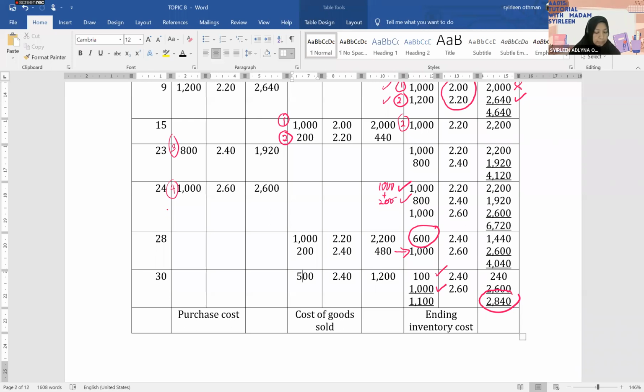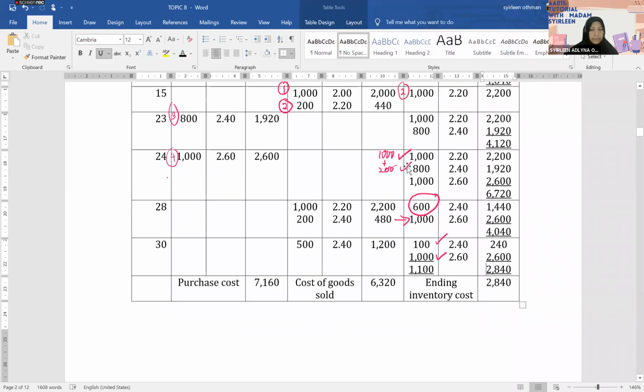Okay, kalau kamu tengok bila kita guna FIFO periodic and kita guna perpetual, your ending inventory will be the same. Tak ada masalah. Okay, cuma cara pengiraan dia berbeza lah. Alright, so purchase cost ialah 7,160, sama macam awak kira tadi di periodic. COGS is 6,320. So 2840 ni salin balik je lah di bawah tu. That is your ending inventory.